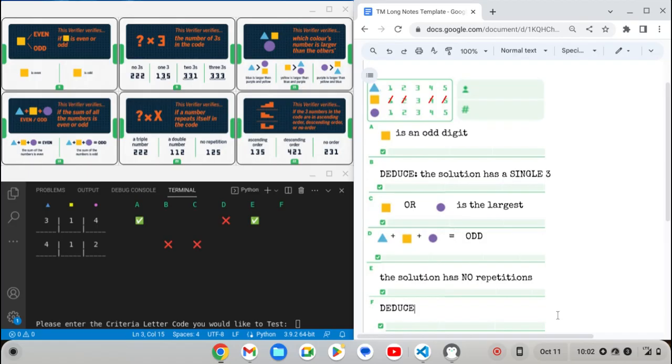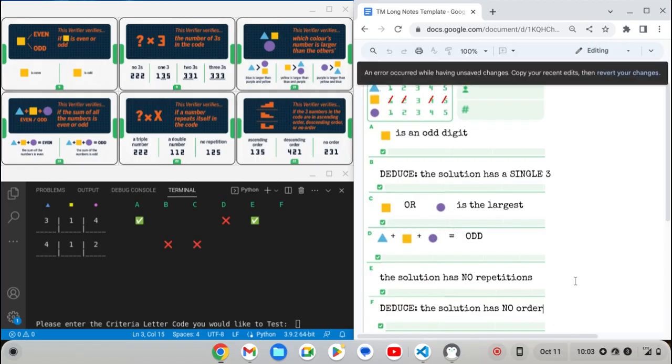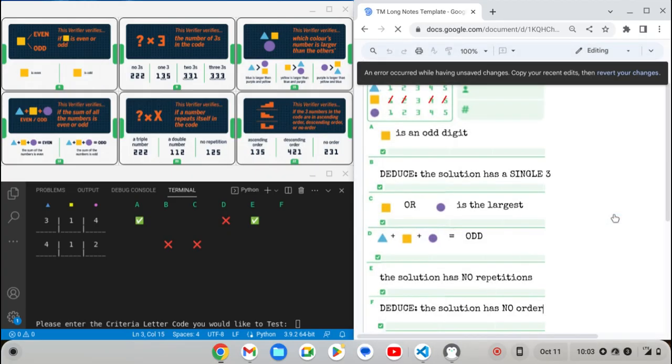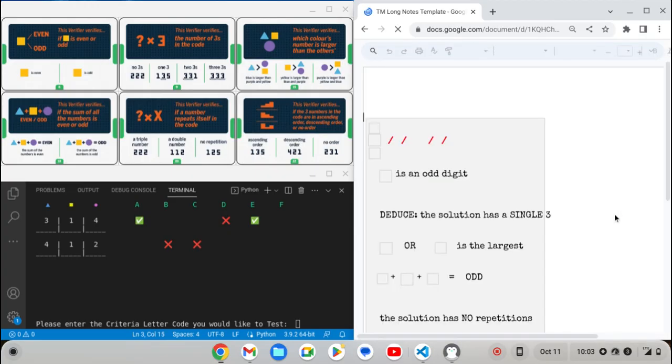So that's odd. D, the sum should be odd. So it's either all odd or even, odd, even. No repetitions. And I'm pretty confident in the deduction, which, by the way, there we go, finally. We got an error here. Let's see what's going to happen.